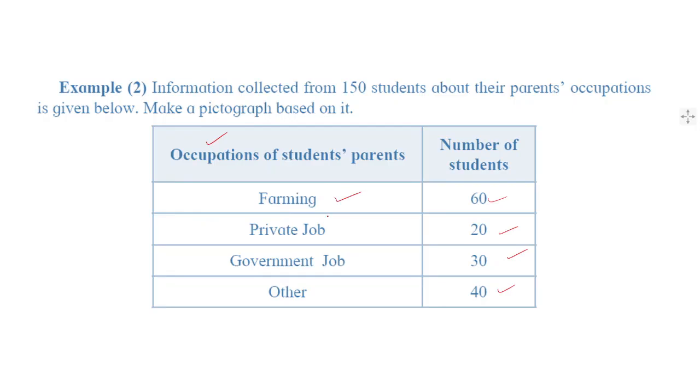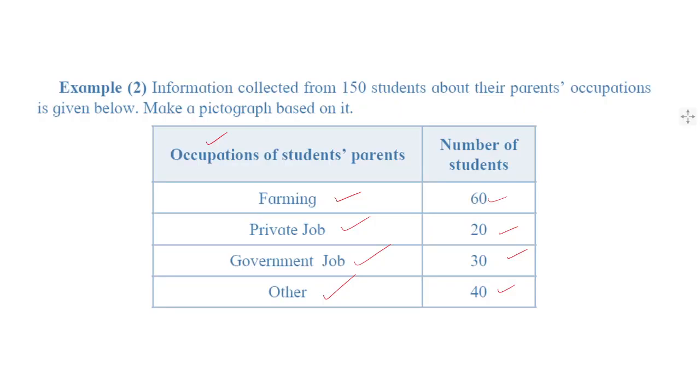Farming, maybe the information is from a village, so farming is more. In the city, it would be less. For private jobs, 20 students' parents are doing it. Government job, 30 students' parents are doing it. Other job, 40 students' parents are doing it. You are asked to make a pictograph of this.